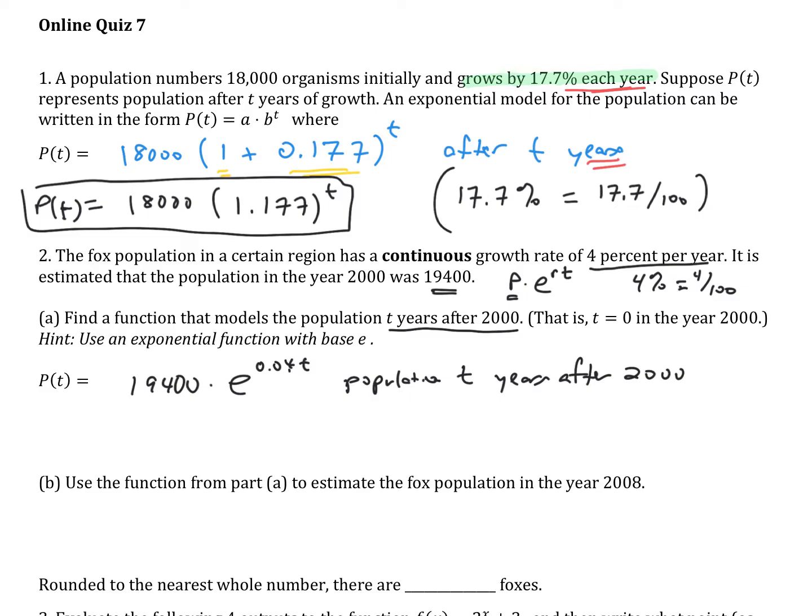Once again, the fact that this is measured in years is coming from the fact that that rate is per year. So if those units weren't the same, if we were given a monthly growth rate and asked for years, then we would have to convert one or the other of those over to the other value. They all need to be the same.